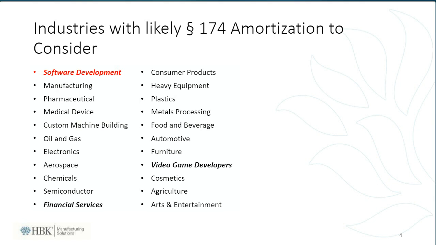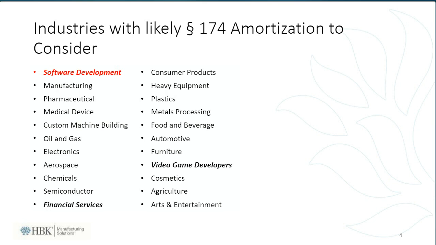Under the old rules, you were basically allowed to expense all your 174 deductions currently. However, there's significant changes to that from a capitalization and amortization regime that we now have to follow.